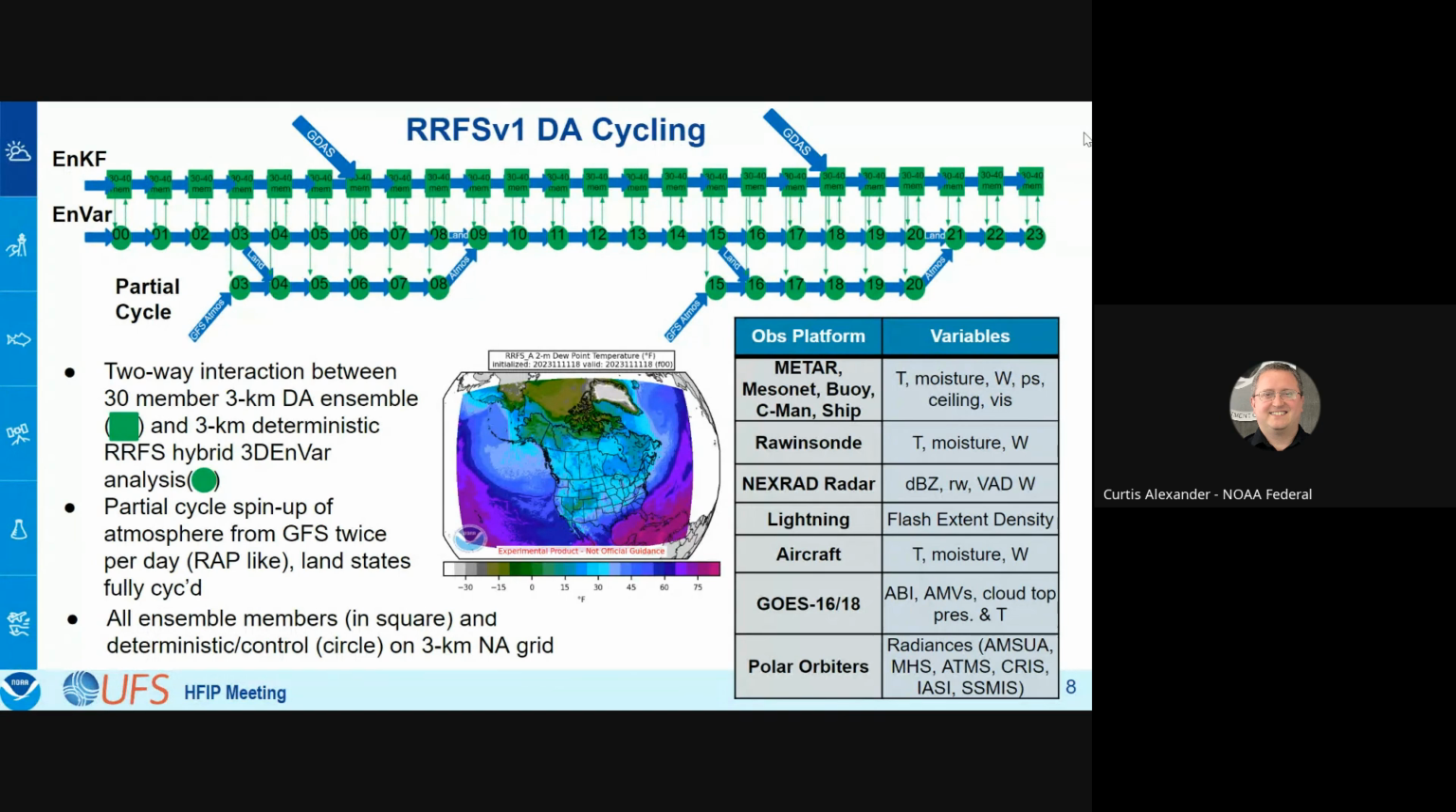And I think you see the obs at right that we are working on to assimilate in this DA infrastructure: radiances, aircraft, lightning, radar data, rain wind SODAR, and other conventional observations.